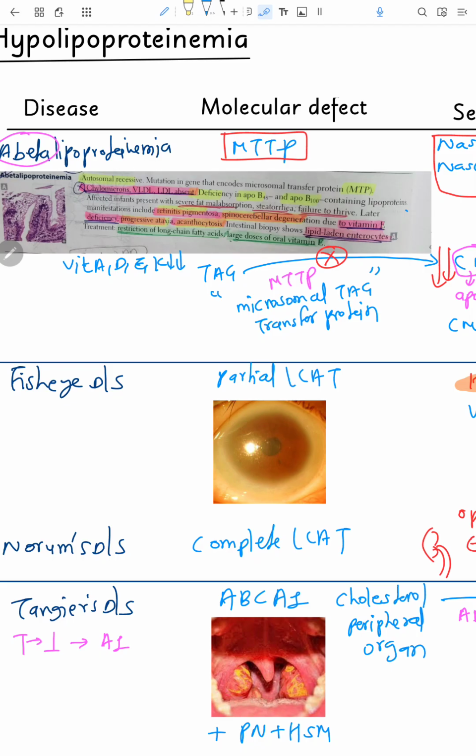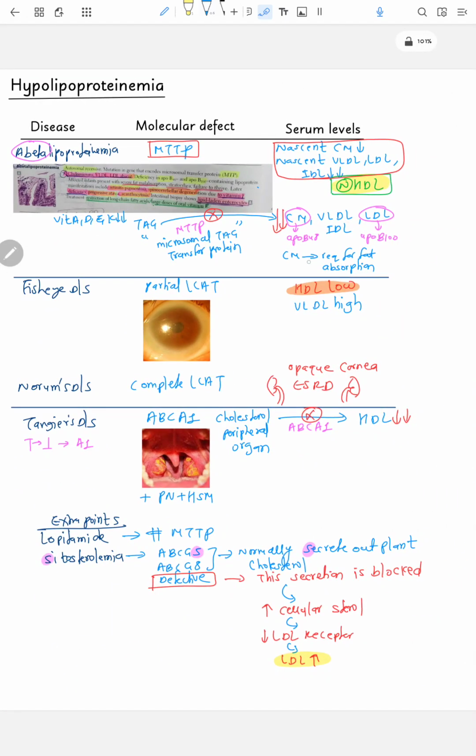So now we know that chylomicron is required for fat absorption, so vitamins A, D, E, K will decrease. Also fat will not be absorbed, so there will be diarrhea, steatorrhea, failure to thrive, and retinitis pigmentosa, spinocerebellar degeneration. Okay, because vitamin E is required for myelin.